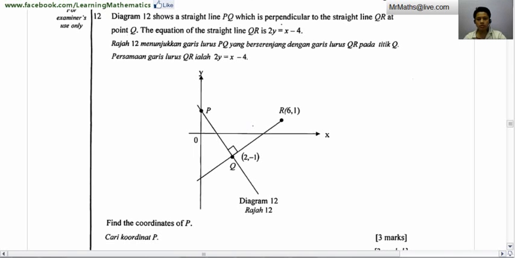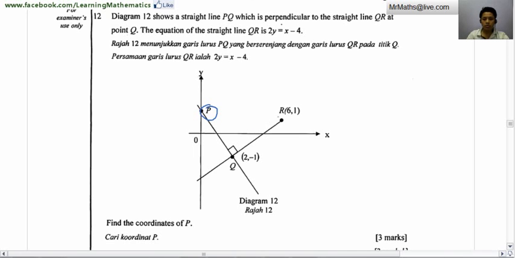Diagram 12 shows a straight line PQ which is perpendicular to the straight line QR at point Q. The equation of the straight line QR is shown on the screen. The question is: find the coordinate of P. We want to find the coordinate of P, this coordinate.